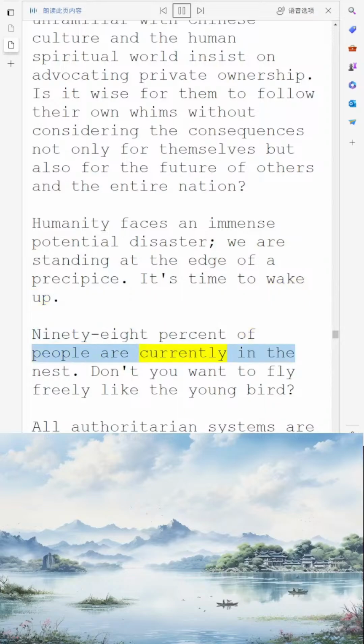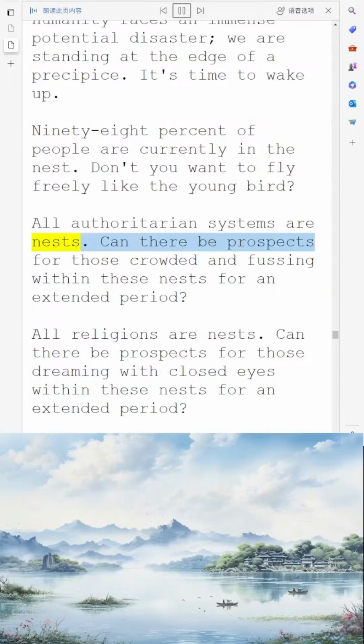98% of people are currently in the nest. Don't you want to fly freely like the young bird? All authoritarian systems are nests. Can there be prospects for those crowded and fussing within these nests for an extended period? All religions are nests. Can there be prospects for those dreaming with closed eyes within these nests for an extended period?